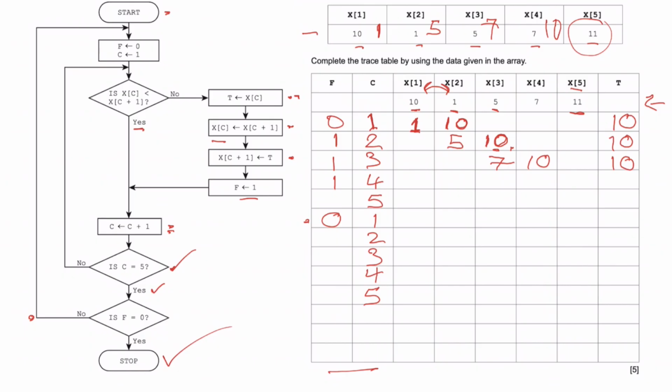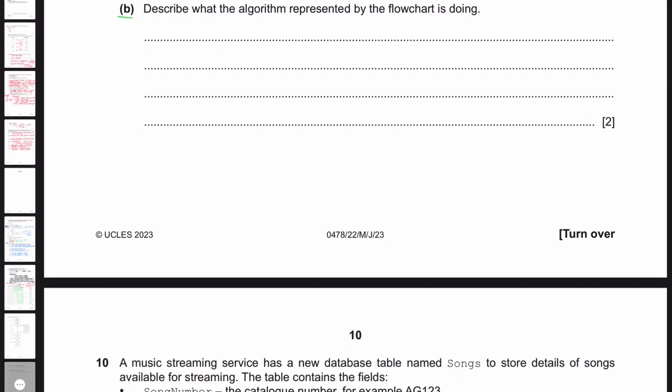Okay, comparing the previous and the next value in the array. I recommend doing this in pencil first, and then once you're happy with it, fill in the gaps. For part B, we're going to describe what the algorithm represented by the flowchart we've just done does.